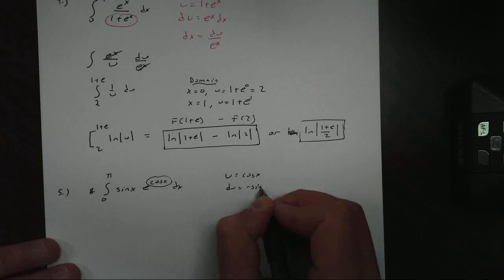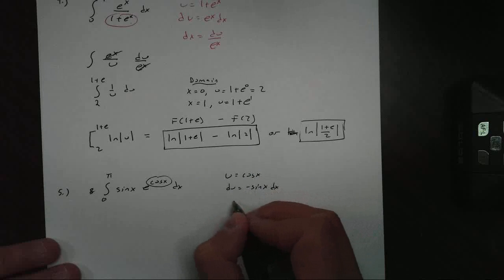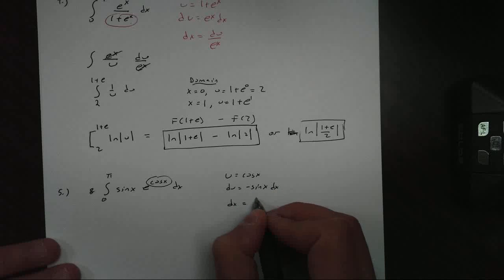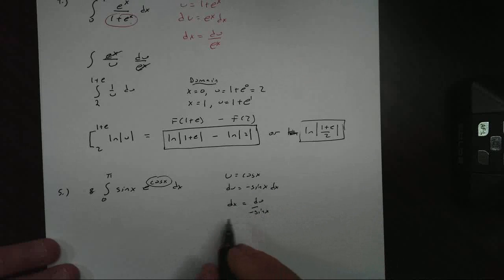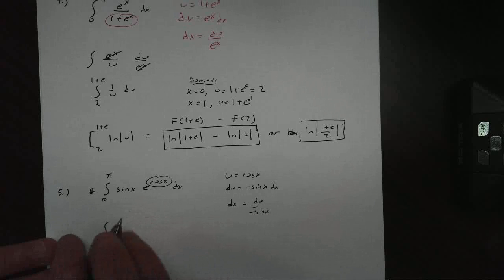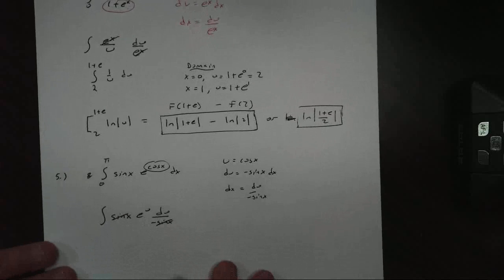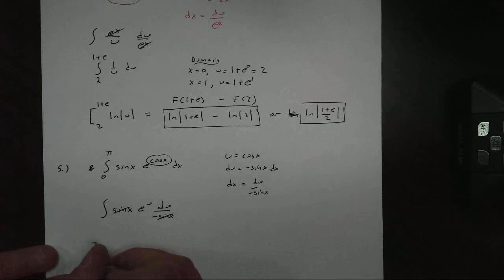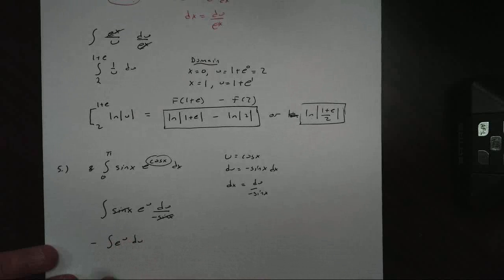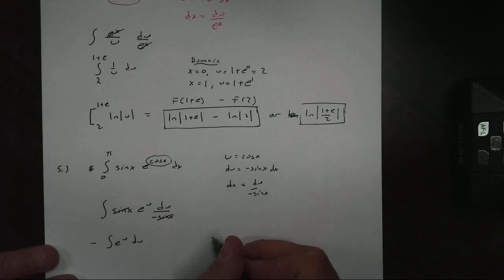Du is negative sine of x dx. Dx equals du over negative sine of x. So if I replace that now, I'm not going to replace my domain just yet, we're going to get sine of x e to the u du over negative sine of x. Cancel, cancel, which is what I wanted them to do. And I get negative e to the u du. And at this point, I'm going to change my domain.